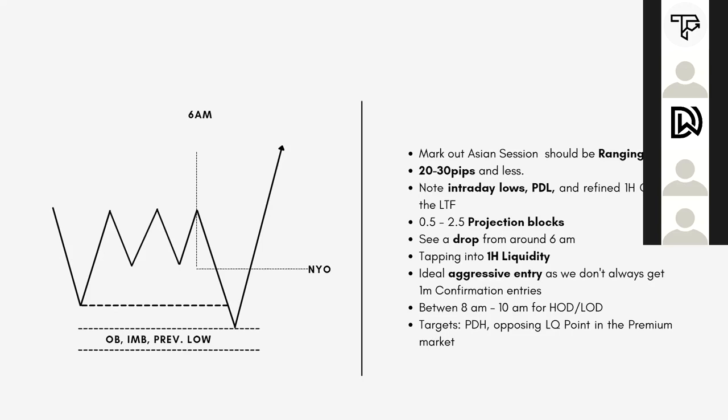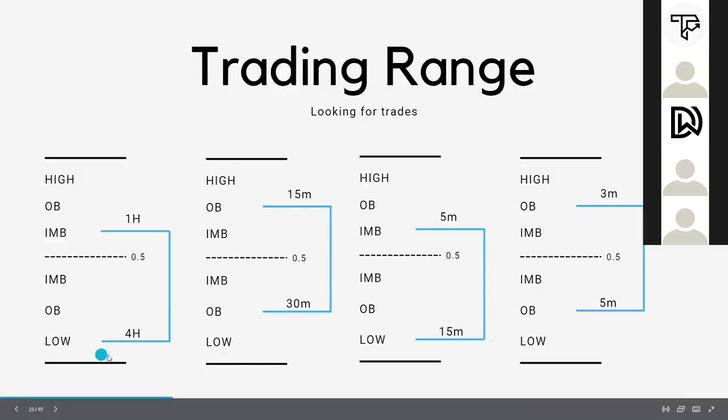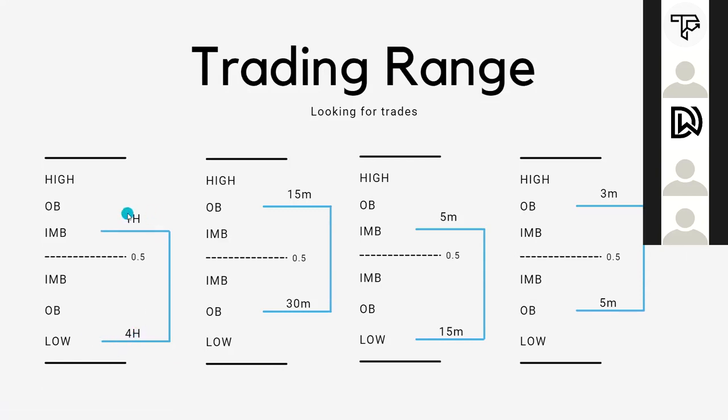We just follow the mitigations, follow the order flow, and we take longs towards the upside, targeting previous day high or opposing liquidity points in the premium market. Remember the ranges that we've spoken about previously: if we're active maybe off a 4-hour one, with this formation, this profile, we'll be targeting a 1H order block imbalance high in the premium market.